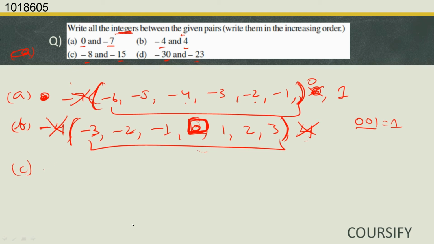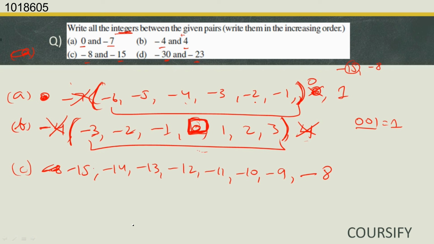Next we have C, we have -8 and -15. As you know, when there are two negative numbers, -15 and -8, the one with the higher value is lesser than the one with the lower value. Therefore, -15 is lesser than -8, or -8 is more than -15. So -8 will come to the right side and -15 will come to the left side. You just fill in all the values: -14, -13, -12, -11, -10, -9, and -8.